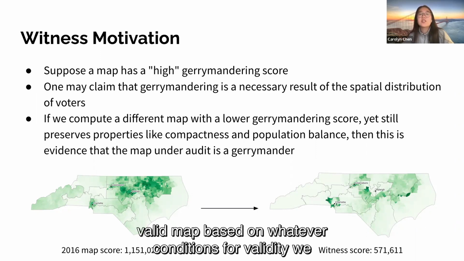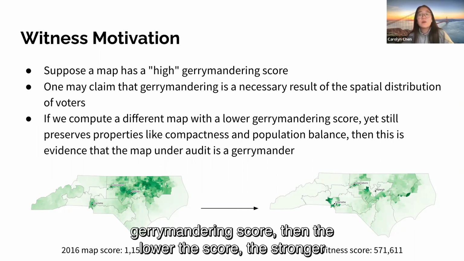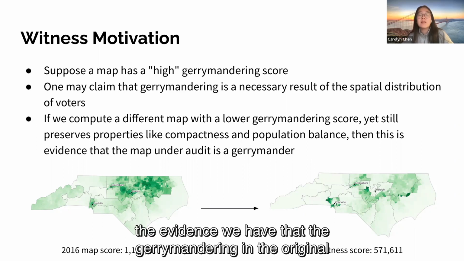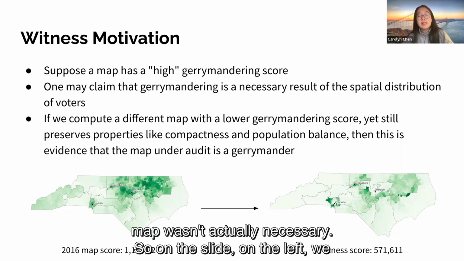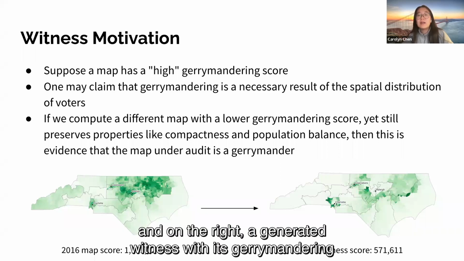Instead, this witness is just a valid map based on whatever conditions for validity we choose to use. If we can find a witness with a lower gerrymandering score, then the lower the score, the stronger the evidence we have that the gerrymandering in the original map wasn't actually necessary. So on the slide on the left, we have an example of the 2016 map with its gerrymandering score, and on the right, a generated witness with its gerrymandering score.